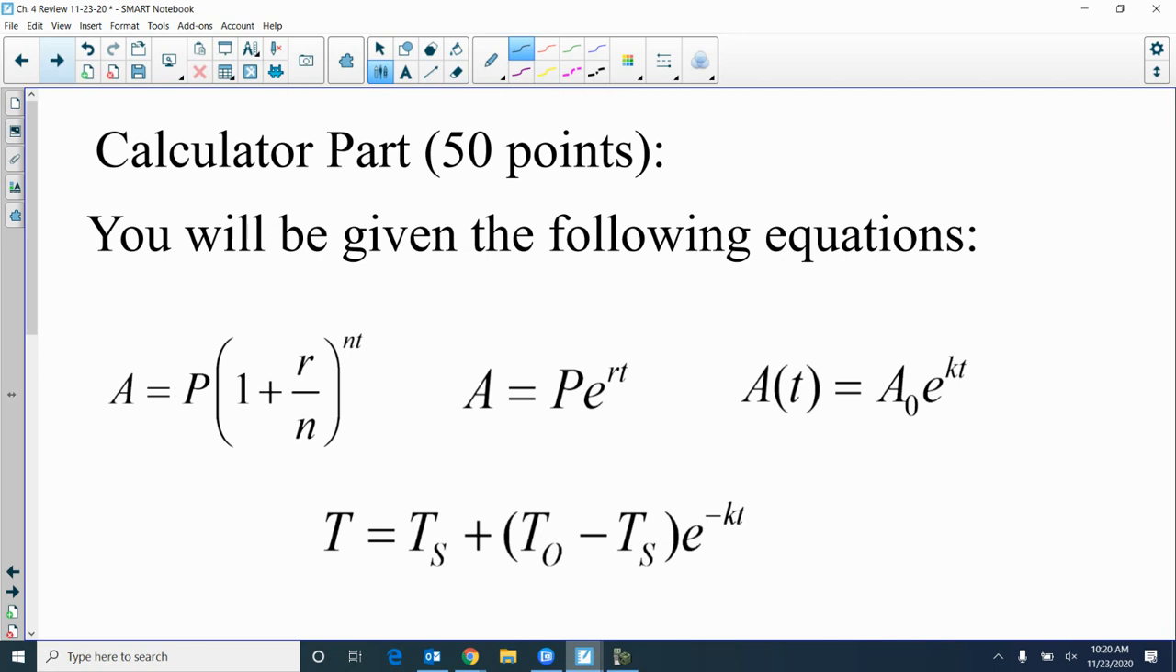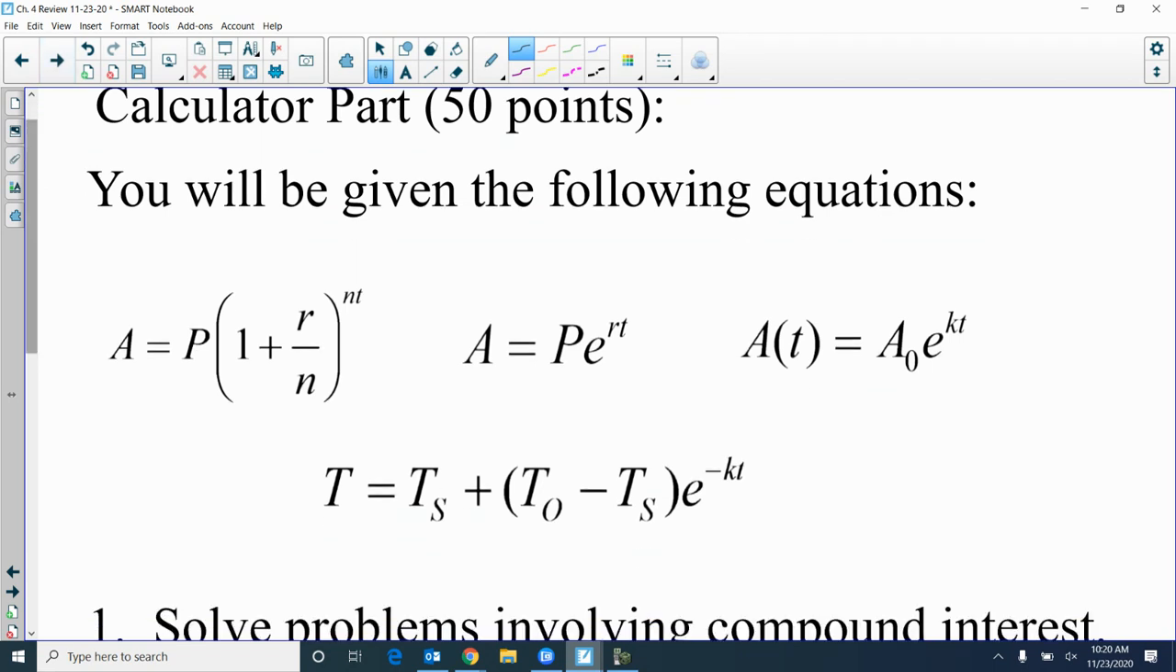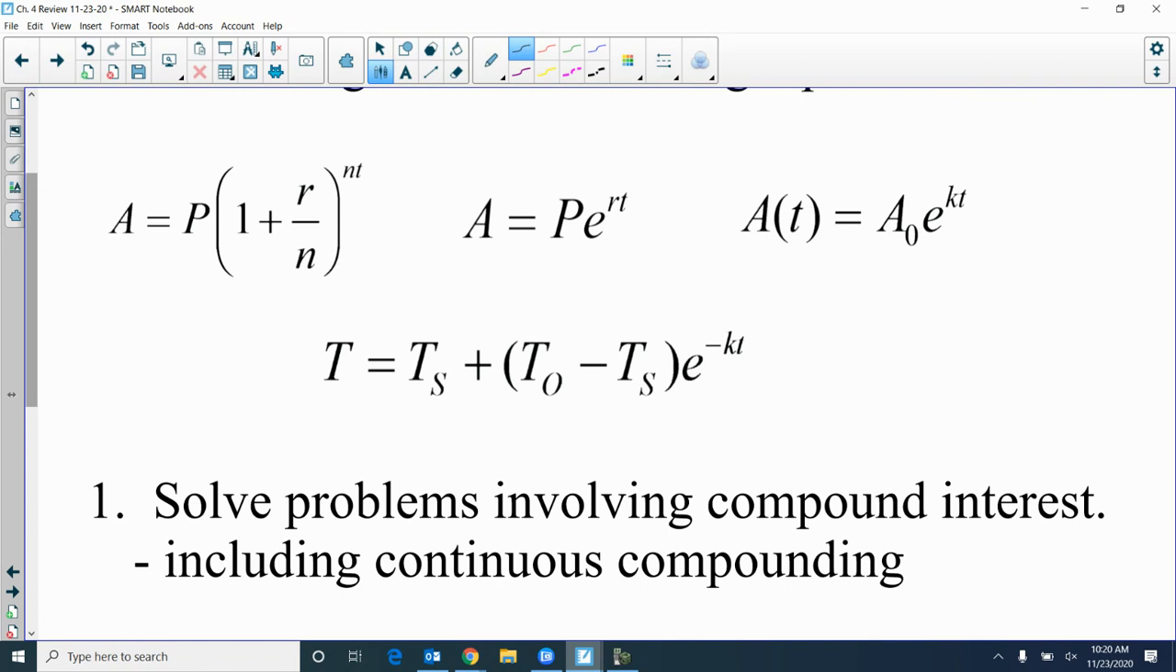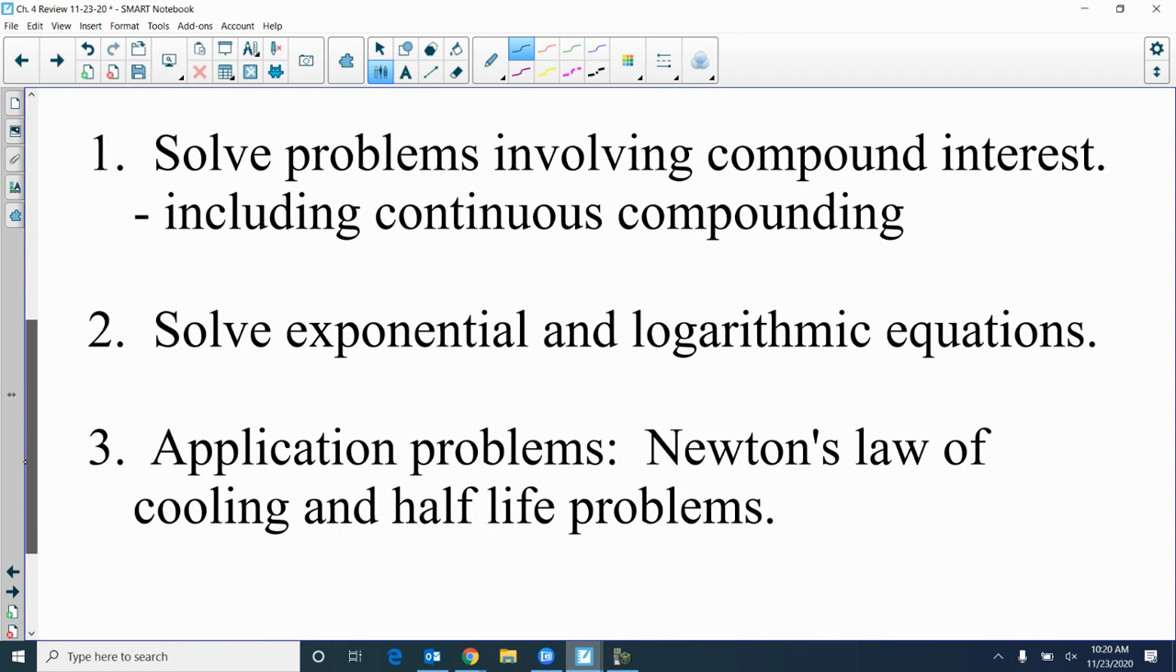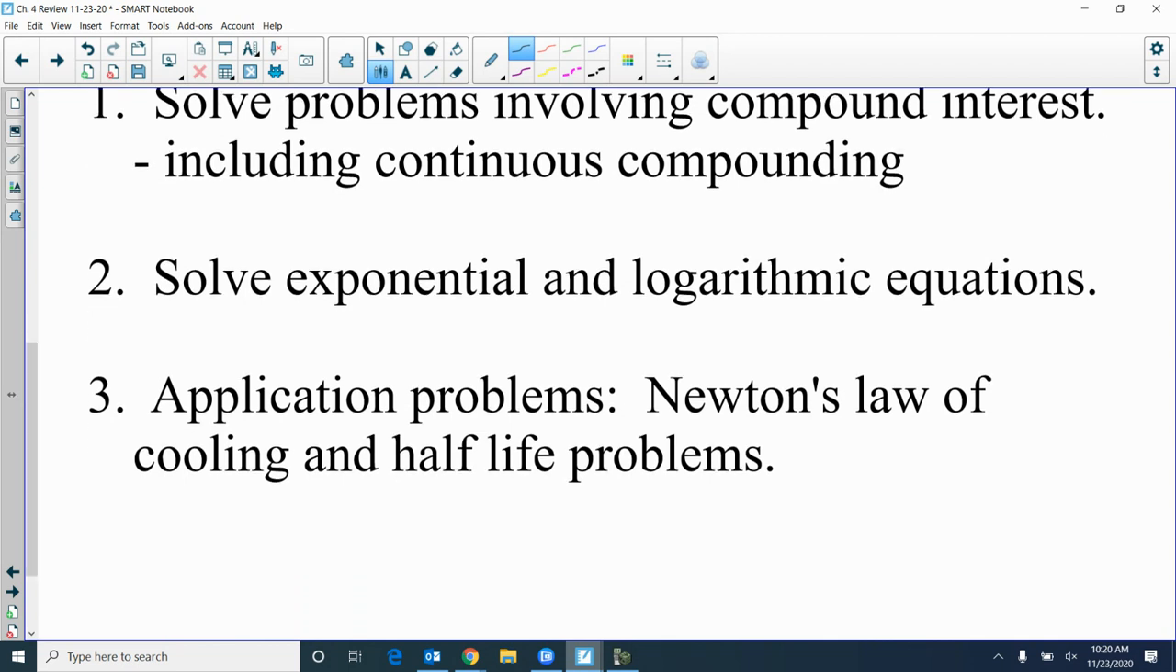Calculator part, I'll give you the following equations. I won't give you the half-life formula because I don't think you really need to memorize that to figure it out. You can just figure it out anyway. But those are just like on the quiz. Newton's law of cooling. Make sure there's a plus there. Some of you didn't put the plus there when you did a problem and it cost you. Compound interest, continuous compounding, exponential and log equations. Basically what we've done last week, Wednesday, Thursday, Friday.